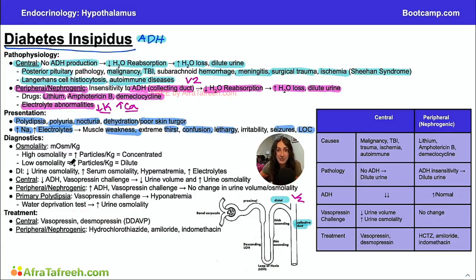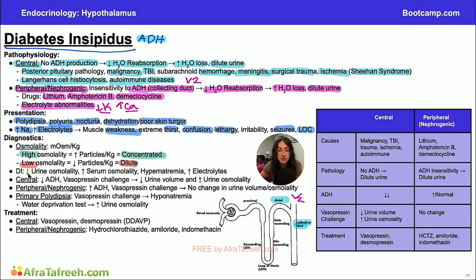If you think that you have a diabetes insipidus and you're trying to diagnose it, we're going to use our osmolality. Again, remember that high osmolality equals more concentrated. So I always like to think of osmolality corresponding to concentration. So increased osmolality, increased concentration. Low osmolality is going to equal less concentration, so more dilute.